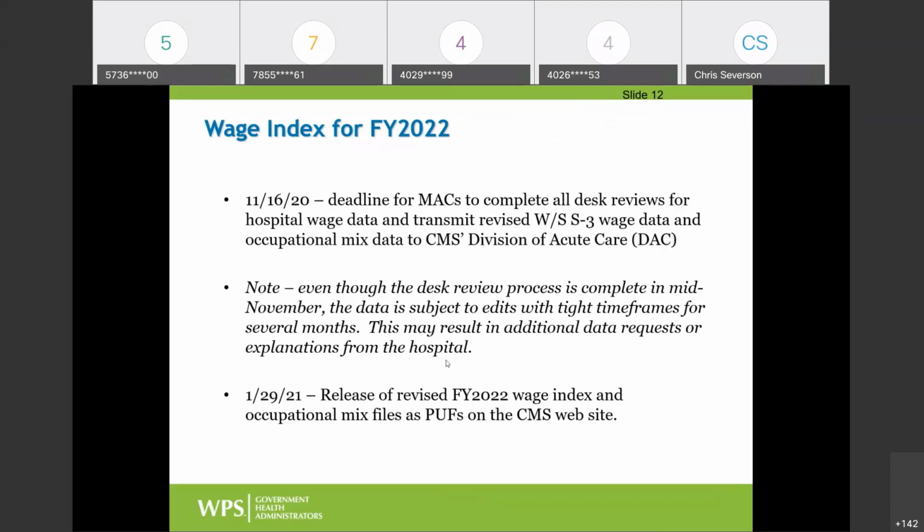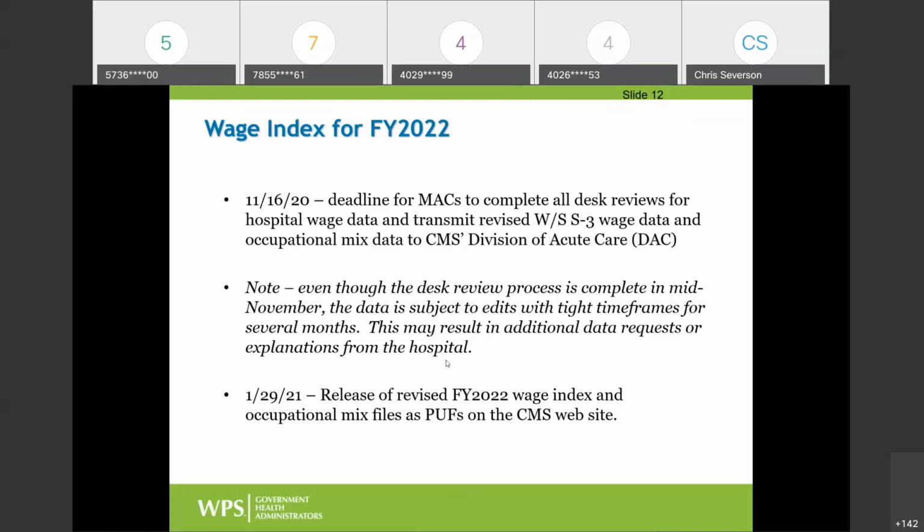So now I think we can move in to the wage index discussion. Now, any acute care hospital out there right now, you're probably well aware of this. You're already involved in this process right now. MACs currently have until the middle of November, 11/16, to complete all the desk reviews for the wage index. So you've already been likely working with the wage index reviewer for your hospital. They've been requesting certain things. So we have till 11/16 to transmit that data, the revised or the adjusted S3 wage index data, to CMS.